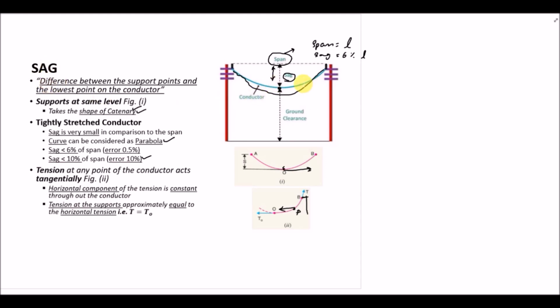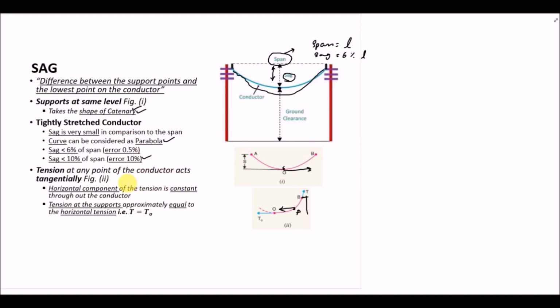It is actually the distance between the horizontal line that is connecting the supporting points on the tower and the minimum point of the conductor, and it usually takes the shape of a catenary. If the conductor is tightly stretched, then we can use the equations for the parabola to calculate the sag, and it is only valid up to a sag of 6% of the span. If it is more than 6% of the span, then the error is too much, up to 10%, so we cannot use that for the calculation of the sag.